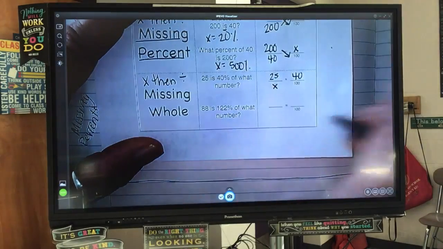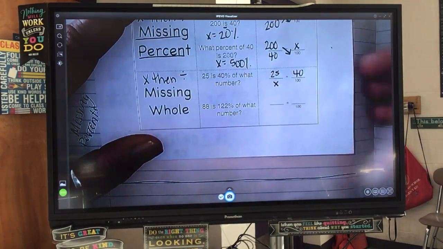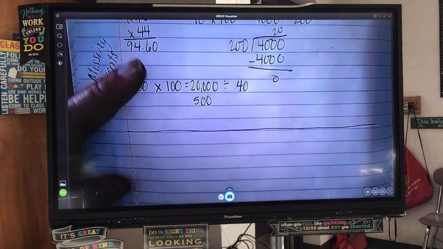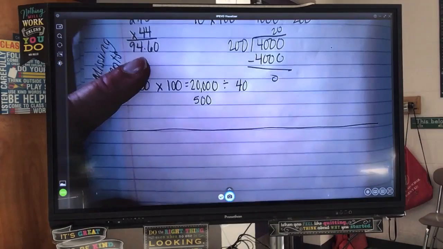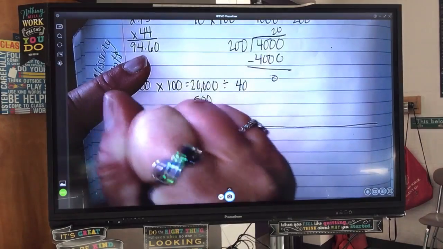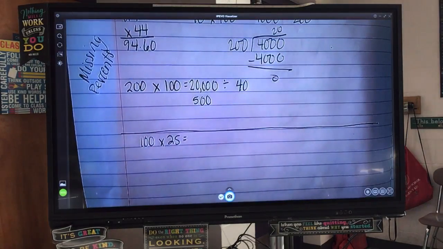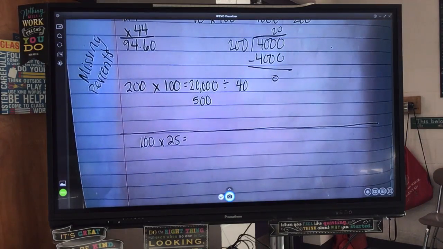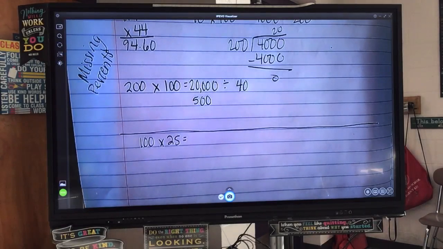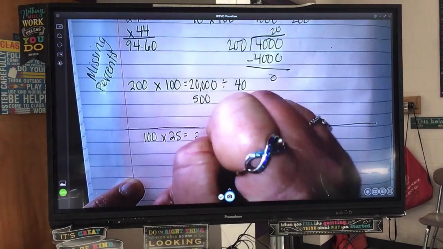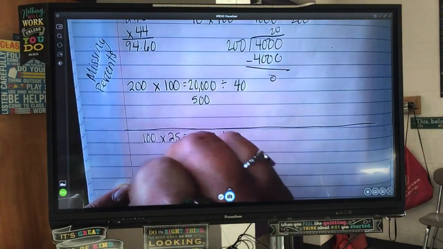And then you cross multiply and then you divide again. So this bottom part down here, you're gonna cross multiply. So you're gonna do 100 times 25. Raise your hand and tell me what is 100 times 25. 2,500, and then we divide by 40.